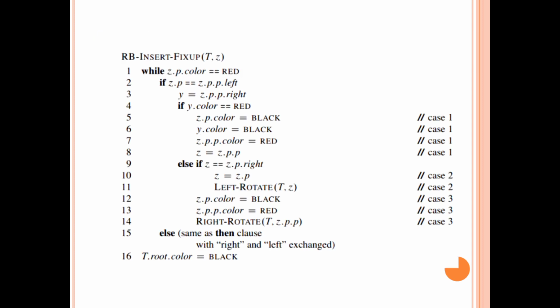This is the algorithm of the red black tree. We have to insert one node. After that we have to go to the coloring of the node. Here we first check whether the parent of the new node has a red color. This is the first step.